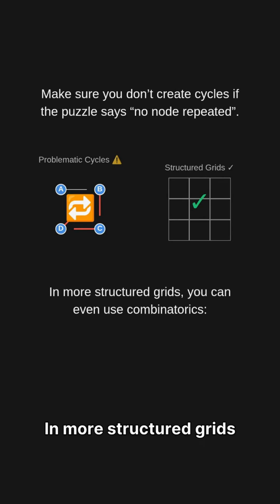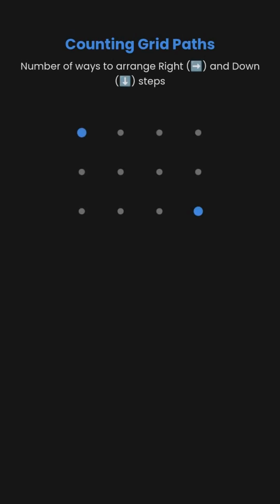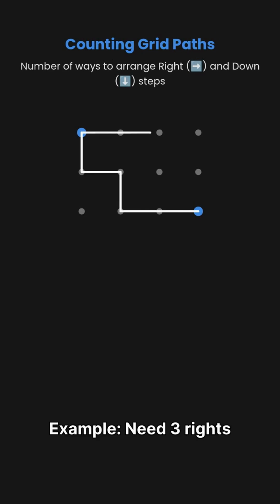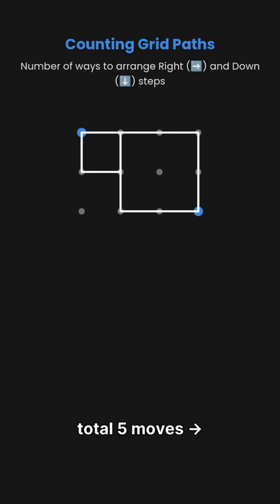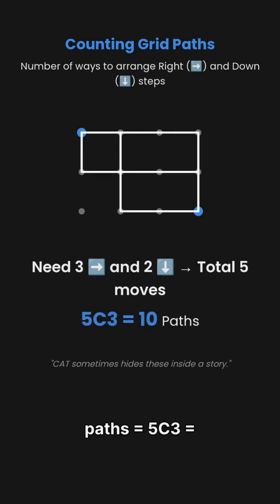In more structured grids, you can even use combinatorics. Number of paths equals the number of ways to arrange R and D steps. Example: need 3 rights and 2 downs, total 5 moves, paths equals 5C3 equals 10. CAT sometimes hides these inside a story.